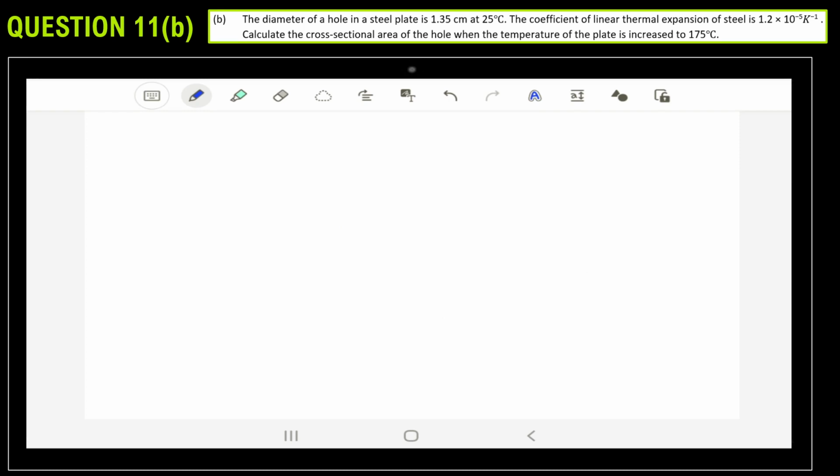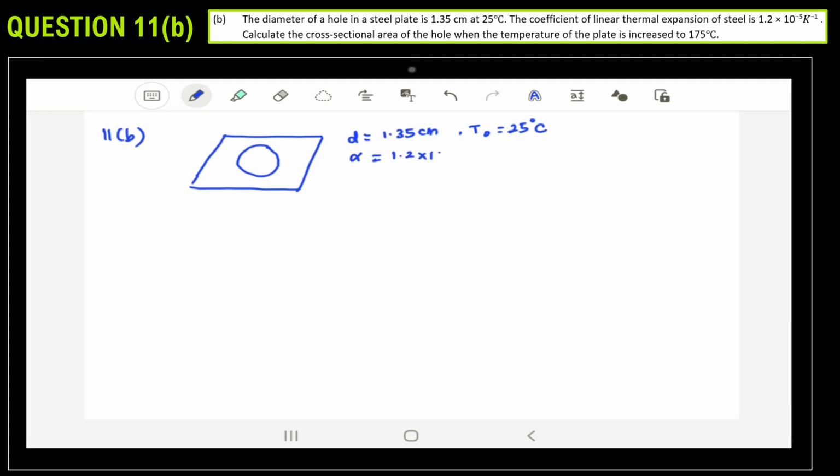Okay, question 11B. We have the diameter of a hole in a steel plate is 1.35 centimeter. Let's say we have a steel plate here. Given that the diameter of the hole is 1.35 centimeter and the temperature here is 25 degrees Celsius, and the coefficient of thermal expansion alpha is 1.2 times 10 power of negative 5 per Kelvin, calculate the cross-sectional area of the hole when the temperature of the plate is increased to T final of 175 degrees Celsius.